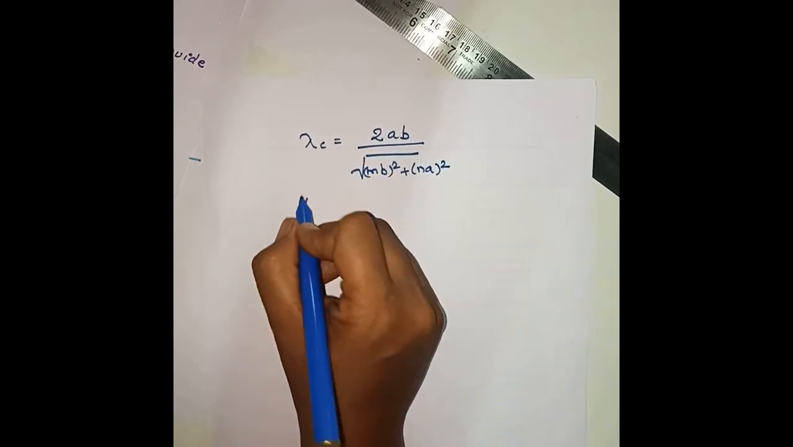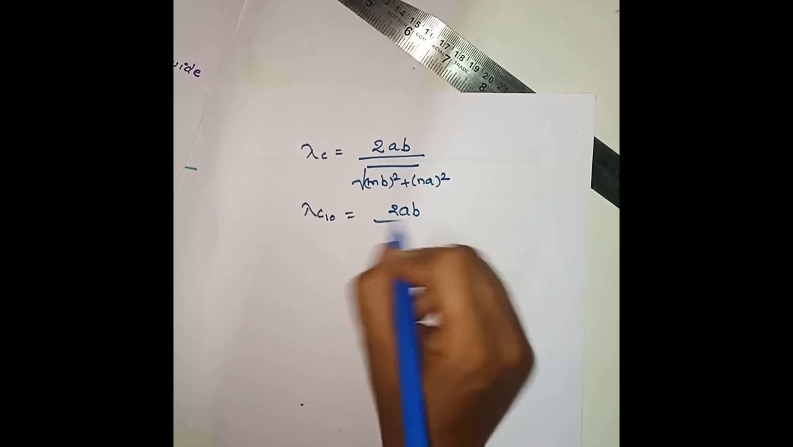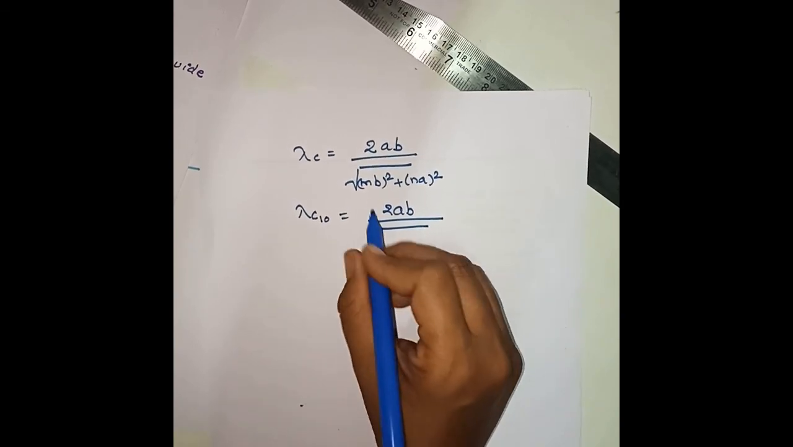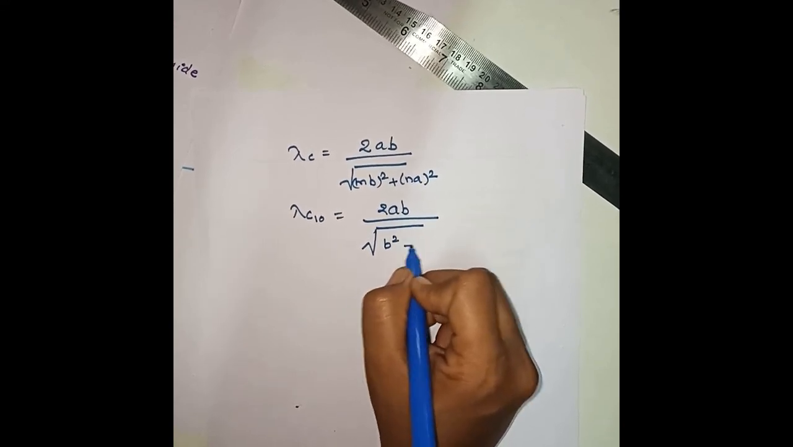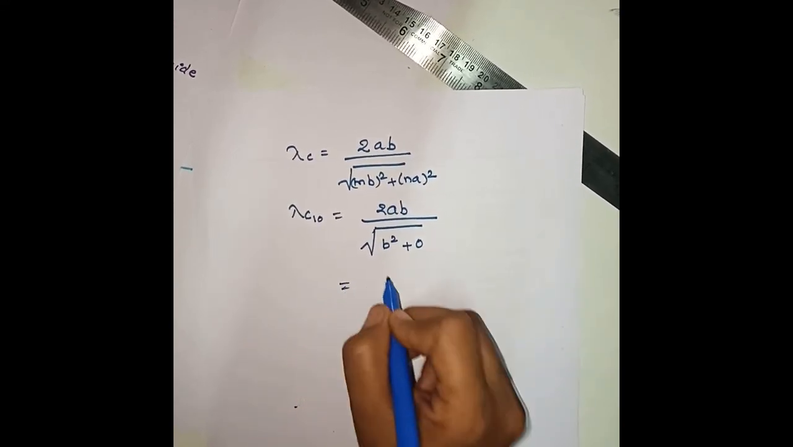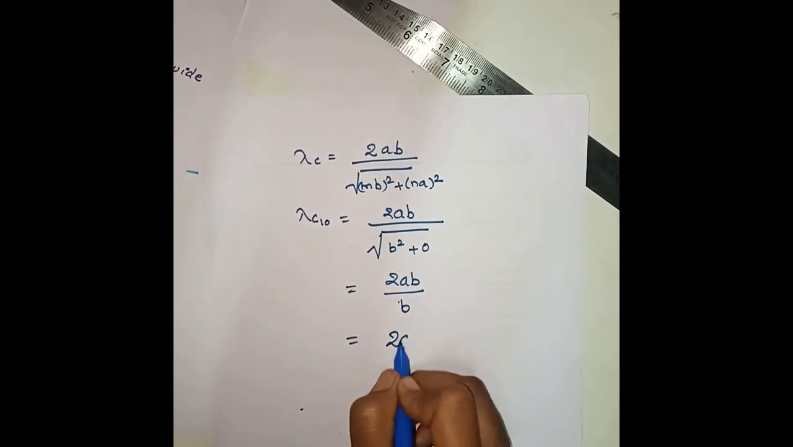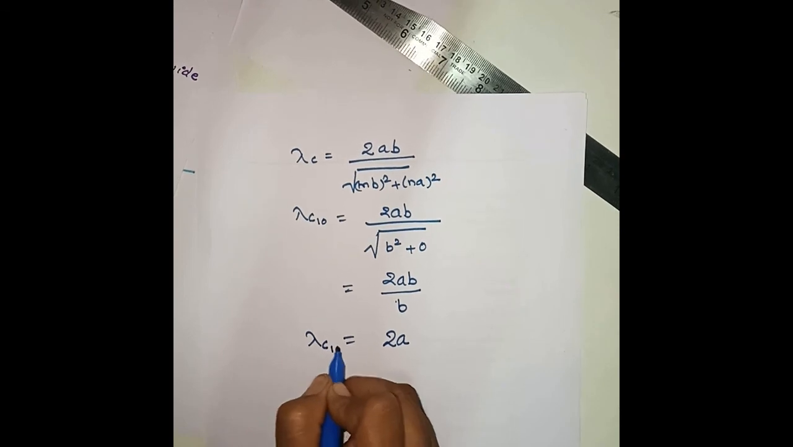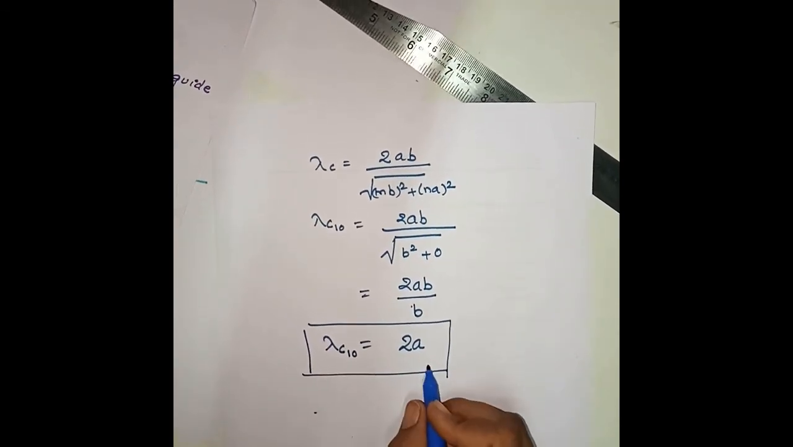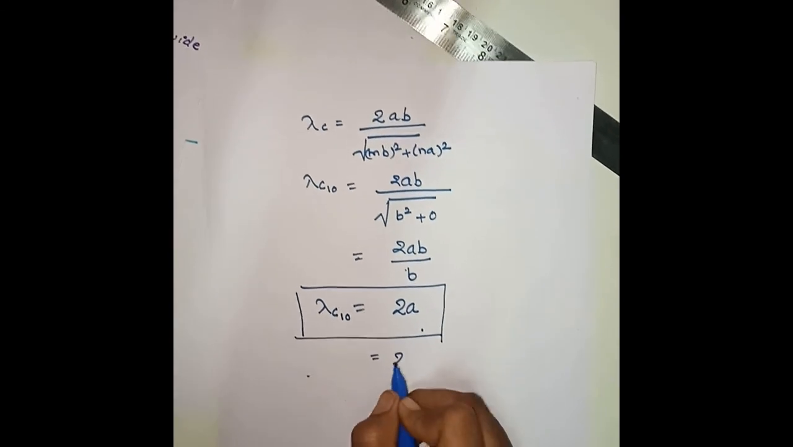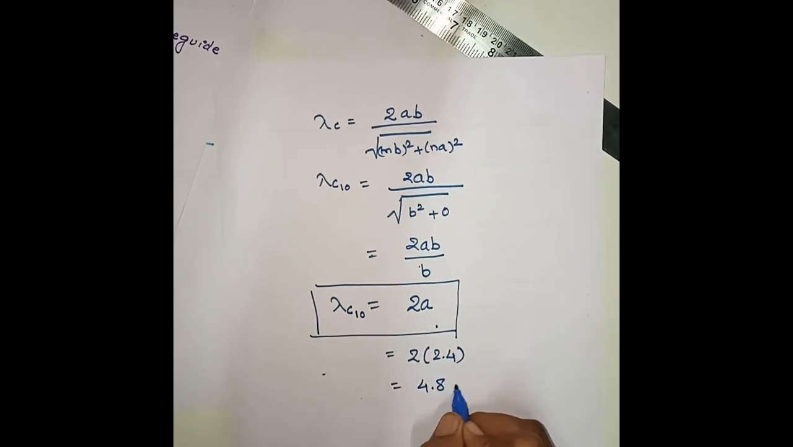So for TE10 mode, I will write down the values for m and n. m equal to 1, that is b square, n equal to 0, so this term becomes 0. So this equation becomes 2ab divided by b. So for TE10 mode, my lambda c is equal to twice my broader dimension, and that is what we have calculated, 2 into 2.4. So my answer is 4.8 centimeter.